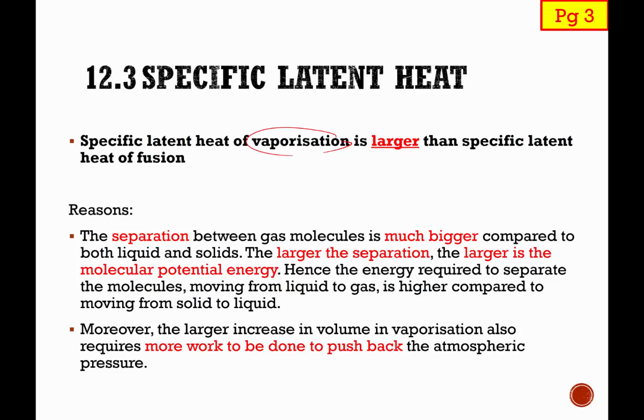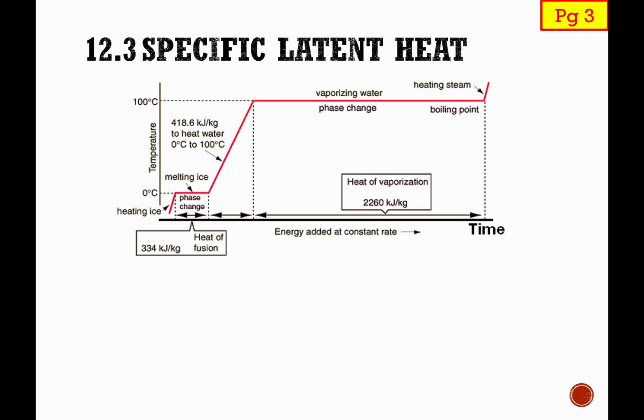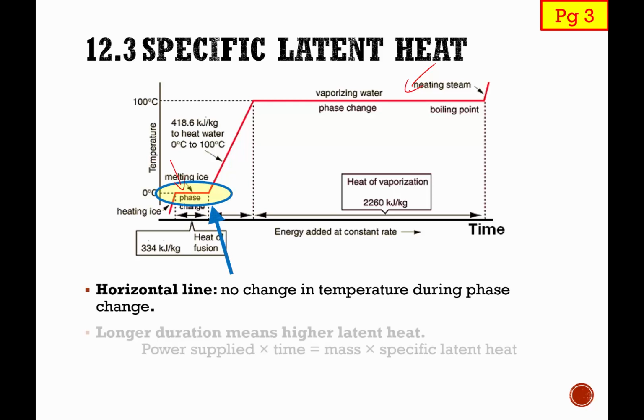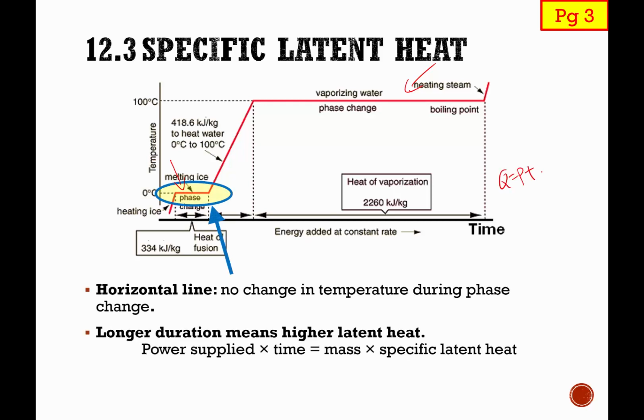With most of the theories done, we'll now look at how we can apply them to graphs. So we have here a temperature versus time graph. For sections where there's a horizontal line like here and here, basically it means that there is no change in temperature and therefore the substance must be undergoing a change in state. And given that it is the same heat source, of course the longer the duration, the more heat is provided, because heat is basically Q equals power times time. And all this heat is providing for the change in state, and therefore it must also be equal to mass times the specific latent heat in this case.